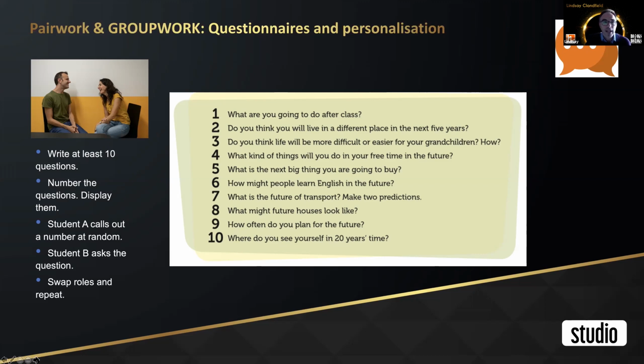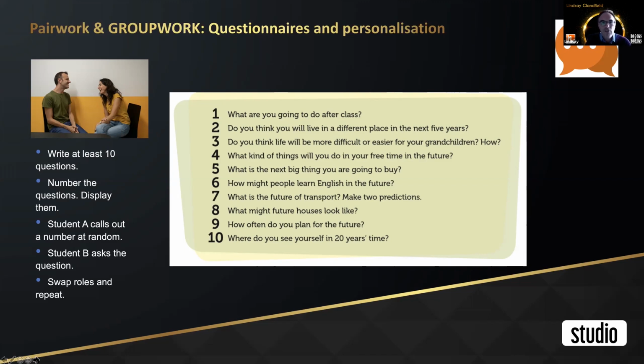And then in the breakout rooms, the instructions is this: you work in pairs or three. One person gives a number, says like, choose a number between 1 and 10. Another person says number 5. And then the person who has the questions asks, okay, what's the next big thing you were going to buy? And then the other person answers.